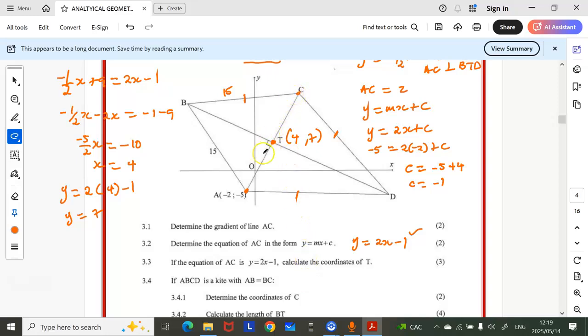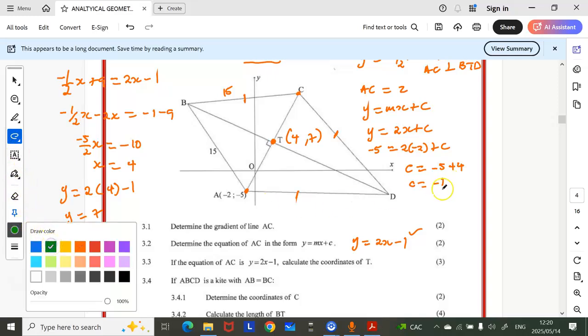How do we determine the coordinates of C if this one is a kite? Then this point here is the midpoint of A, C, right? So we can use the midpoint to find C. We are going to calculate as if we are calculating the midpoint, but we already know the midpoint. So the part for x will be equal to 4, and the part for y will be equal to 7, right?